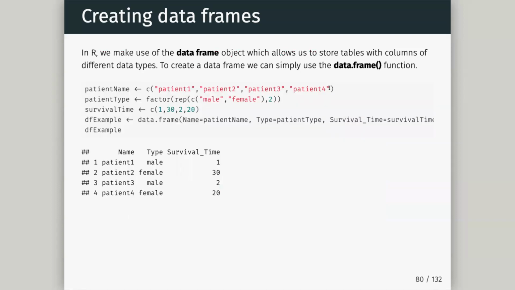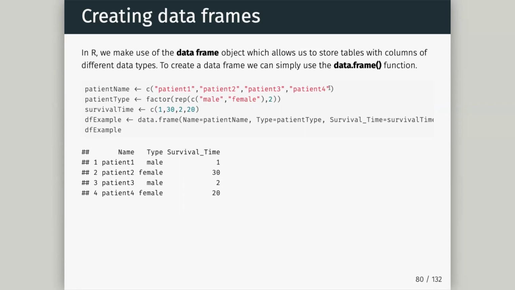So in R, to make use of a data frame, you need to use the function which is there to create data frames, and that is data.frame. I'll show you later on there are ways of turning matrices into data frames. In this case, I'm going to create this from 3 different vectors. So first, I'm going to have a vector which is just my patient names, patient 1 to 4.